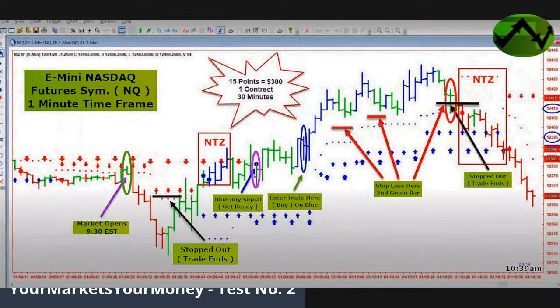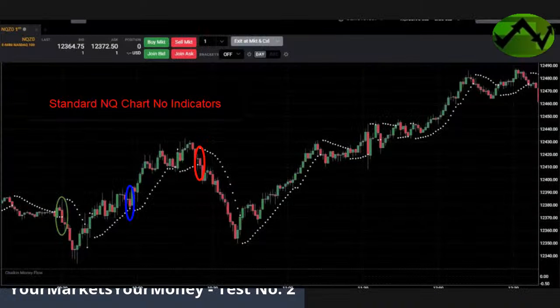Okay, let's go down to this here. Now this is the same chart. This is just a regular standard NQ chart with no indicators. Okay, so if you're not using a program like Abletrend, I mean, you can put all the indicators on here you want. You can have 50 trend lines if you want to, but you're just using a plain chart, so it's really guesswork.